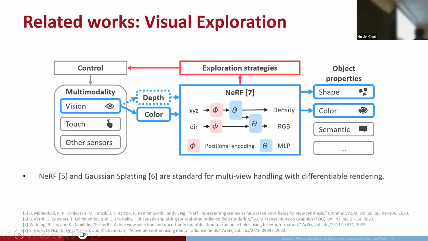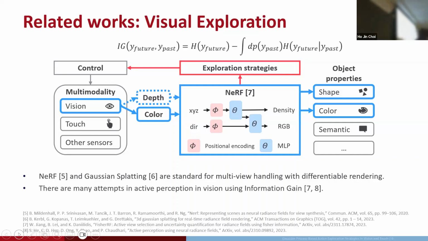So for related works on visual exploration, I will first explain differentiable rendering. Neural radiance fields and Gaussian splatting have now become a standard way to incorporate multiple camera views using differentiable rendering. They take color images with known camera poses, or even unknown poses, to estimate the shape and texture information about the scene or an object.